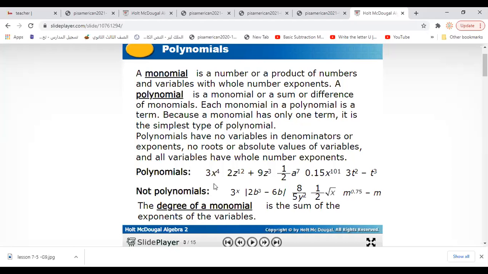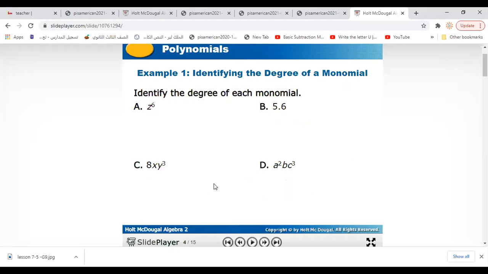The degree of a monomial is the sum of the exponents of the variables. Identify the degree for each monomial. Please be ready to answer any question. You have 4 questions in front of you, and I will choose anyone to answer. Please think about the answer for A, B, C and D. Ready? Yes, Miss Sahar. What is the degree for question A?